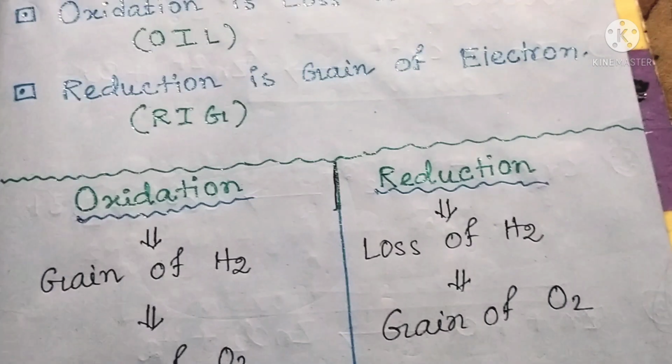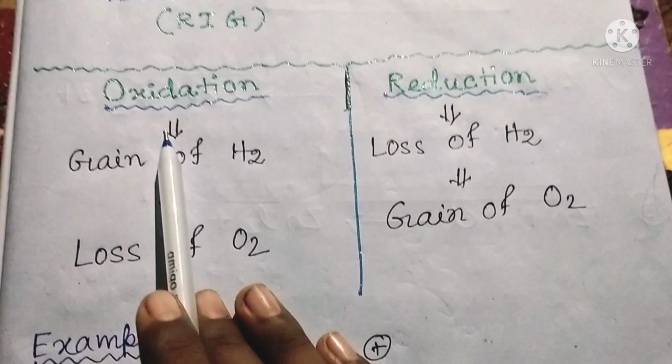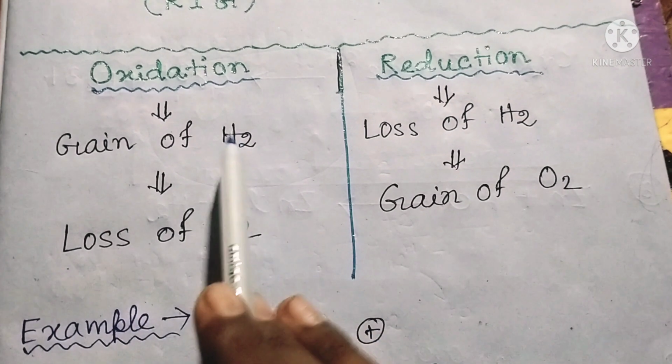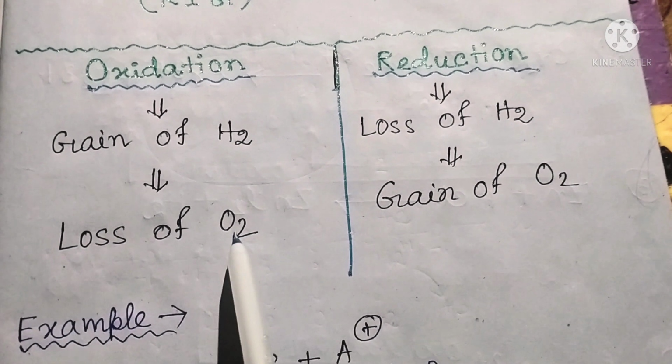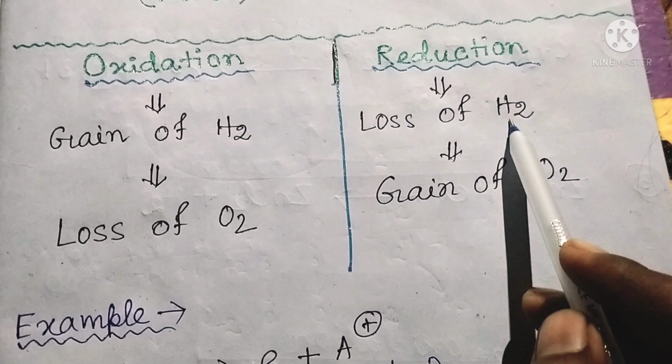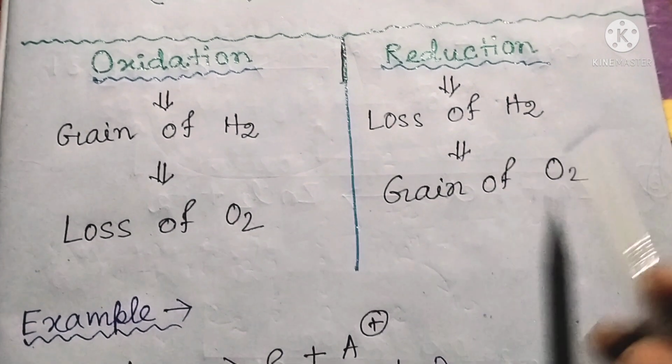Now next we see something. Oxidation means gain of oxygen and loss of hydrogen. And reduction means gain of hydrogen and loss of oxygen.